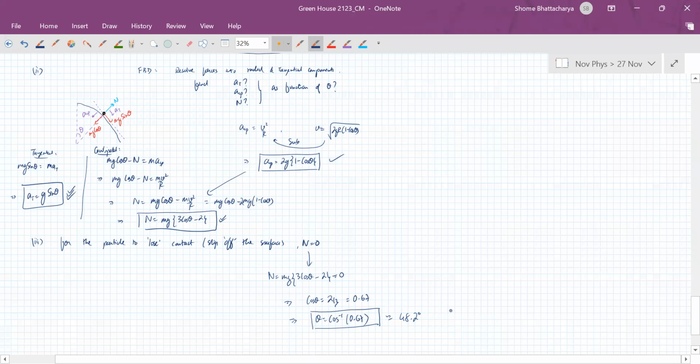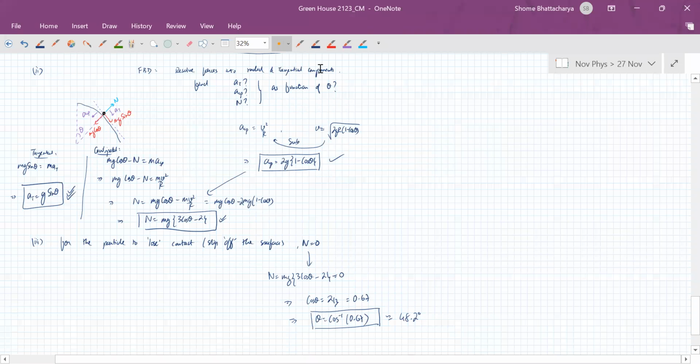So from an angular displacement of 0 to 48 degrees or so, it will be in a circular path along the surface in contact with it. That means the normal contact force will be non-zero. But at this angle, it suddenly loses contact, and from there onwards, it goes into a parabolic path, projectile motion. And finally, it will hit the ground below.